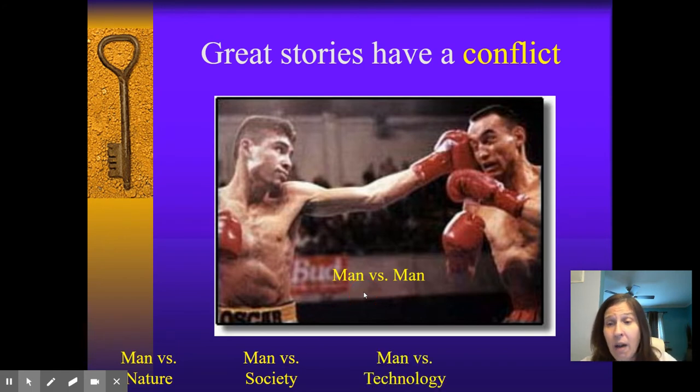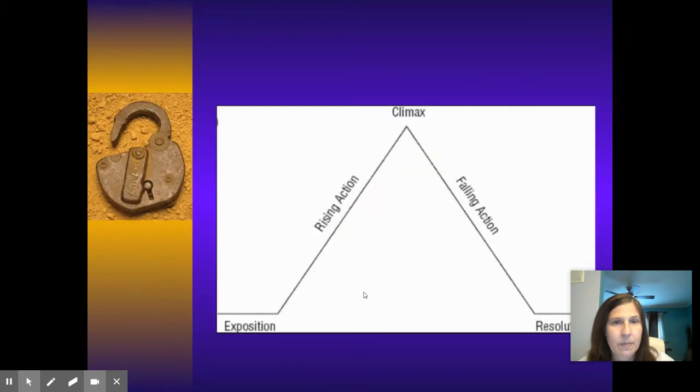Man versus technology, which might be like an evil robot army against Johnny. And then man versus self, which we have happen very often when a character is upset, stressed, frustrated, and the problem is inside of their mind. It's inside of their heart. It's happening within themselves. So again, that's the exposition.